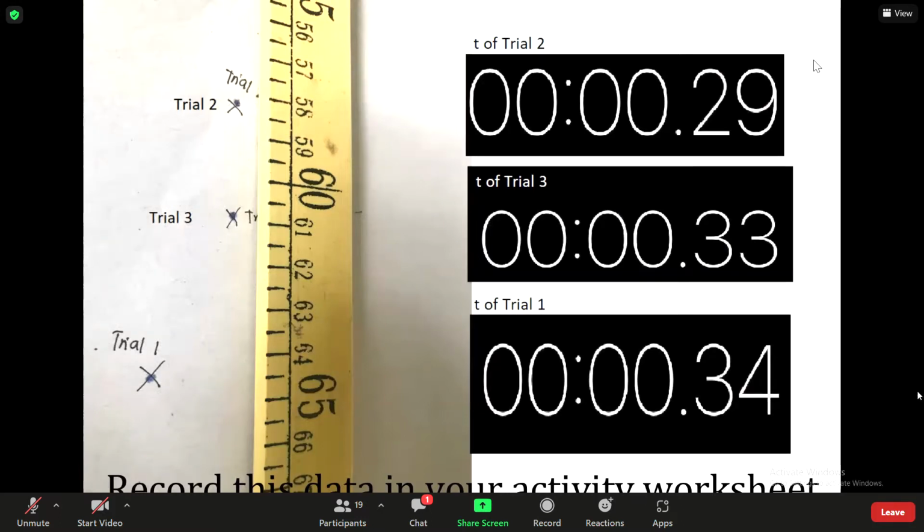Notice that while I perform the experiment, a helpmate also recorded the time using a stopwatch, and this is the corresponding time per trial. Record this data in your activity worksheet.